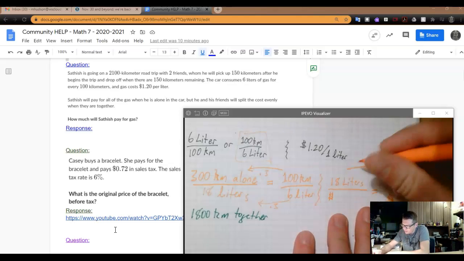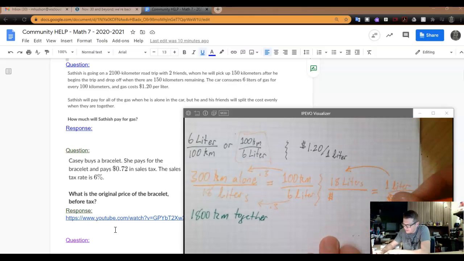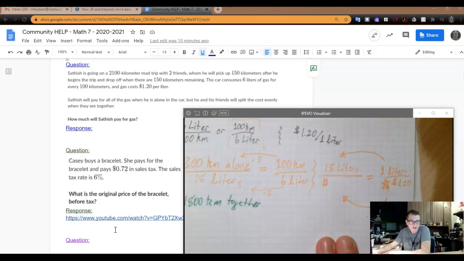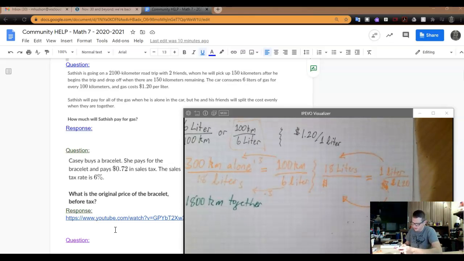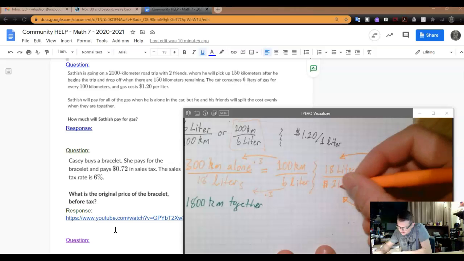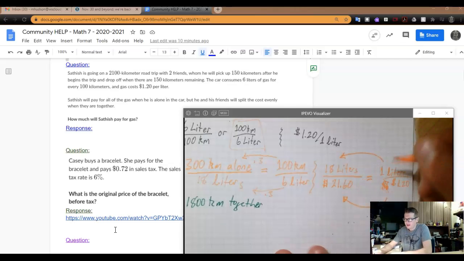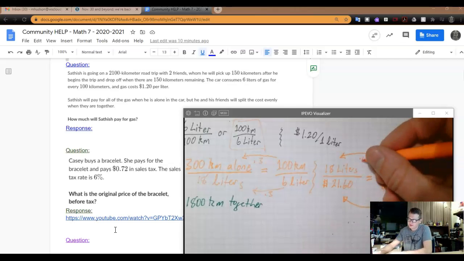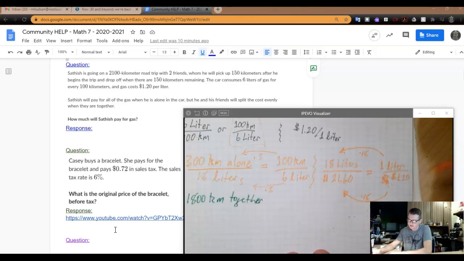$1.20. How do we go from 1 to 18? That should be nicer math. That is a multiplication by 18. So just to make sure I don't make any mistakes, let's grab our calculator. 1.2 times 18. $21.60 in gas alone. Right? So that is for gas alone.